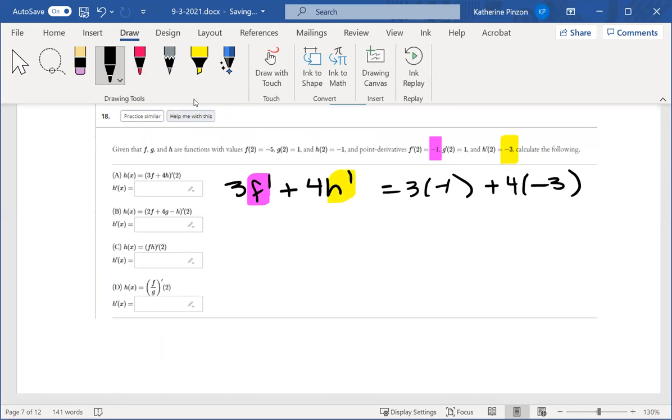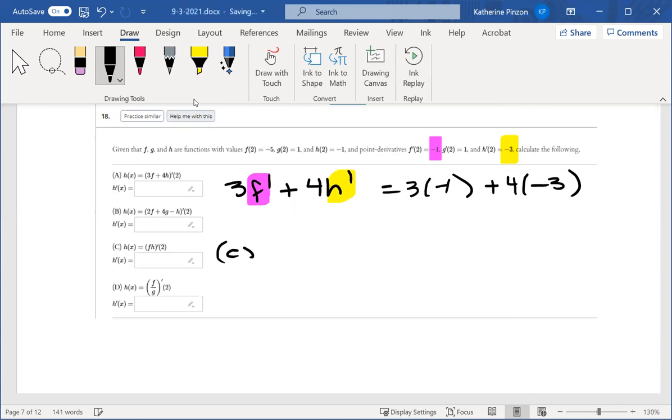Which two are harder? B, because you need the quotient rule. And C, because you need the product rule. So which one do you want me to do, Tatiana, the quotient or the product? I'll do the product. Yep, I'm gonna do C.